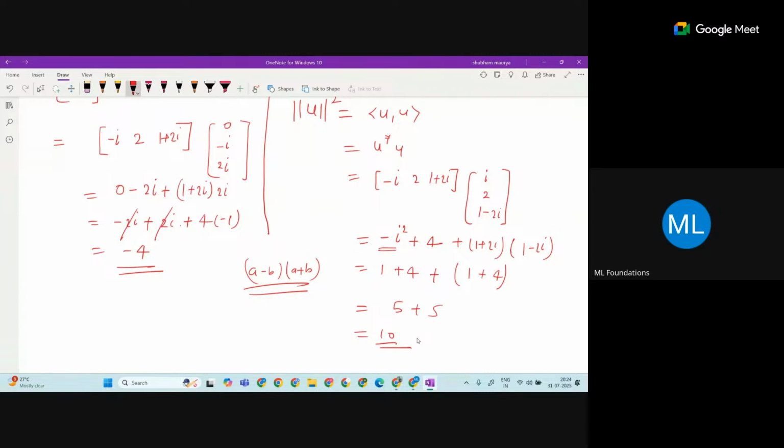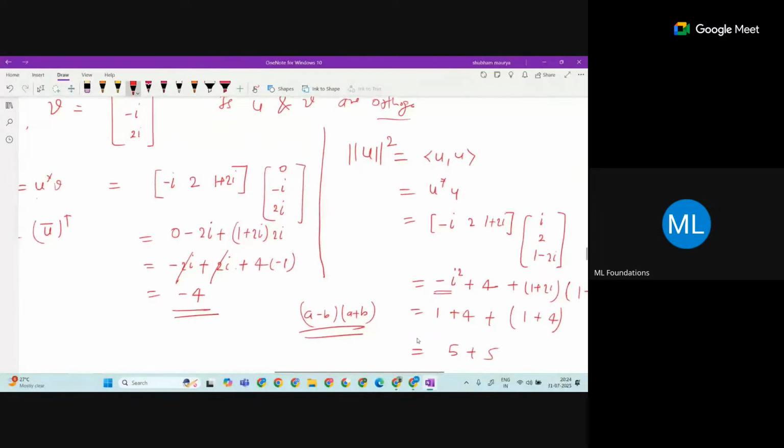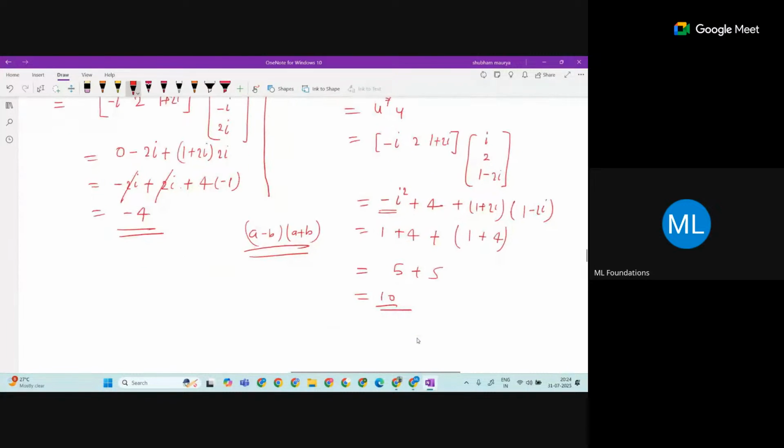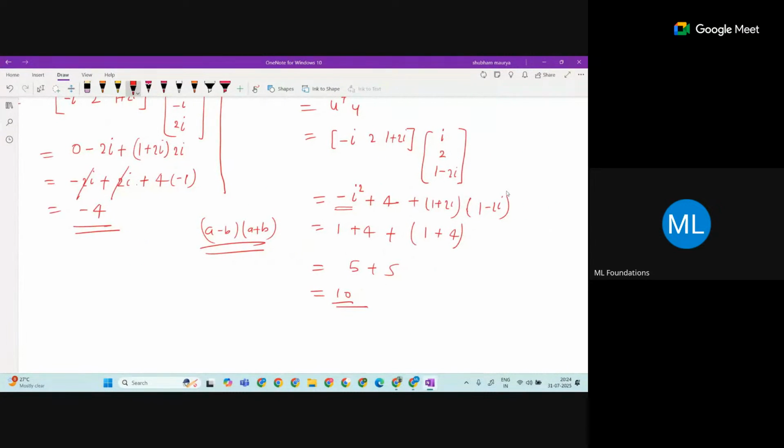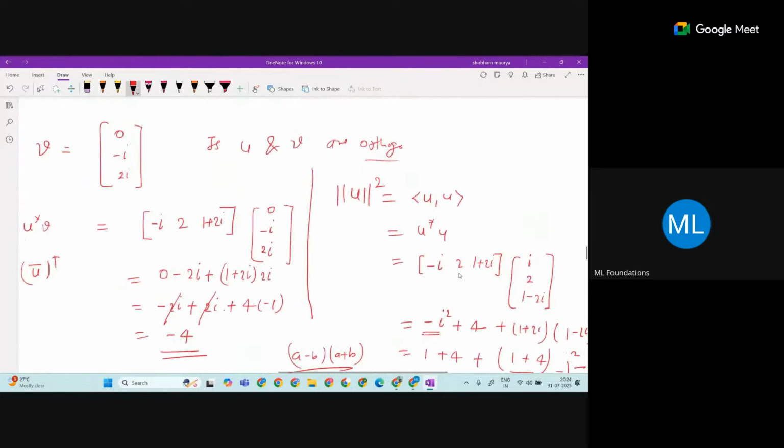So this is slightly different from what we have with real numbers: the inner product and the norm are going to be a bit different. I think I am numerically correct, please check. So this is going to be 1 minus 2i square. Yes, A minus B, this is nothing but A square minus B square, so 1 square minus 2i square. This is the meaning.